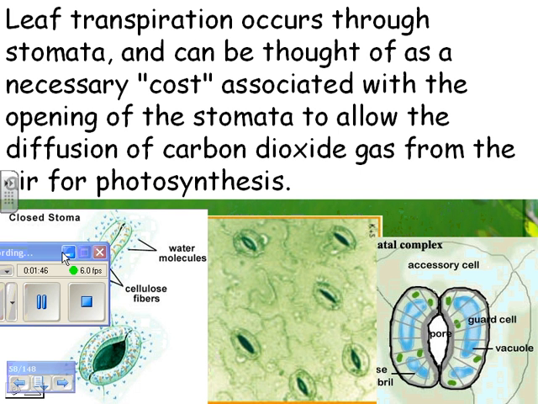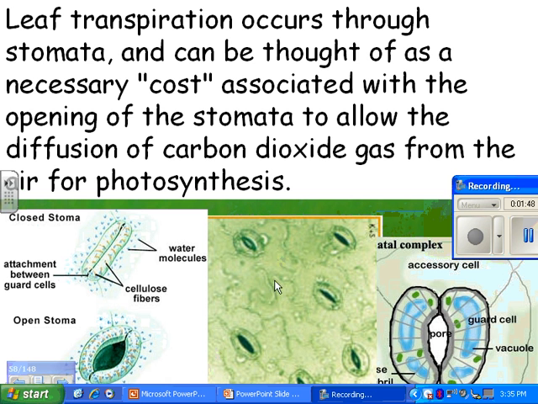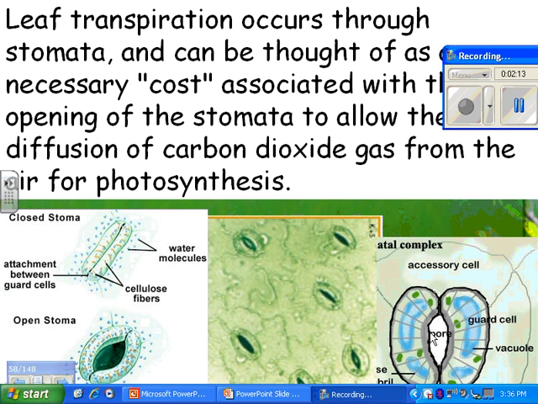So here's a picture from above. Let's see. This is an actual picture of them. And so these are the regular plant cells, and these are guard cells, and the hole is called the stomata. So here's a closed stomata and an open stomata. So when the plant's lost too much water, it will close up, and when it has plenty of water, it will open. So leaf transpiration occurs through stomata and can be thought of as a necessary cost associated with the opening of the stomata to allow the diffusion of carbon dioxide gas from the air for photosynthesis. And here it is open. Again, here the pore is called a stomata.